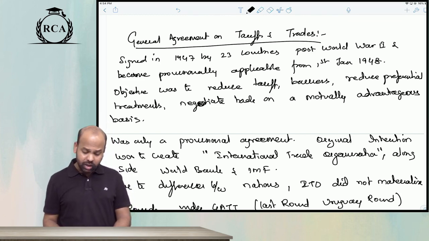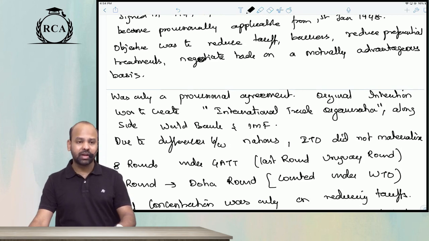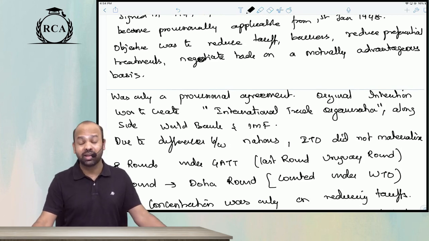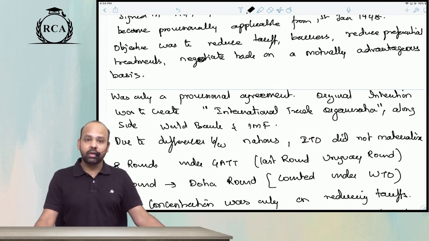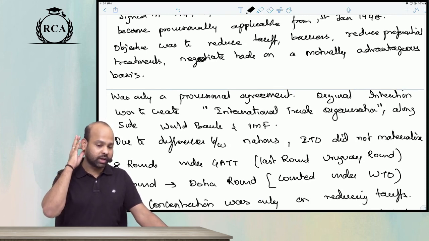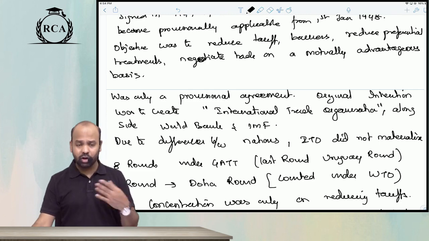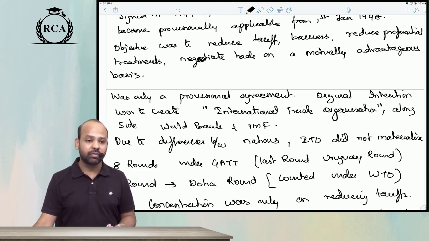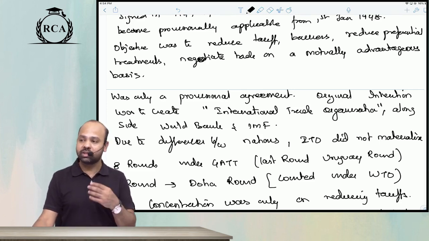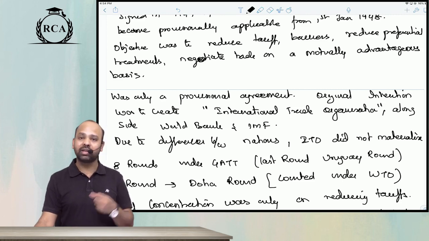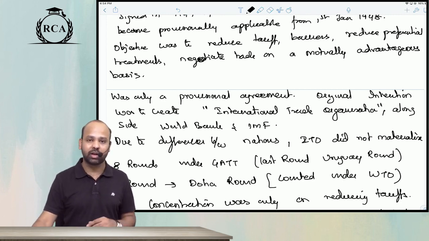Now GATT was only a provisional agreement, guys. The original intention was to create an international trade organization, but that never materialized because the USA had issues with a lot of countries. There were a lot of rounds that were conducted under the general agreement on tariffs and trade, guys. It was only during the 8th round that a lot of issues got settled, because agreement on trade in services and agreement on intellectual property rights were never covered by the original general agreement on tariffs and trade.